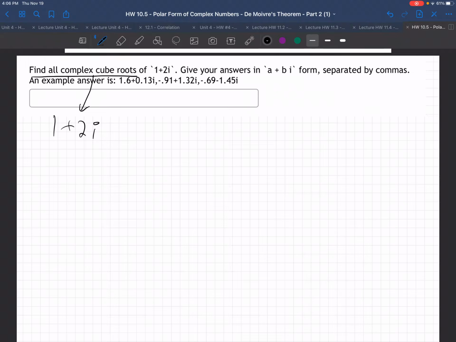So cube roots. Maybe I should write it out a little bit. Third roots of 1 plus 2i. That's what cube means, right? Cube means 3. Third roots. So find all the third roots, all complex third roots of 1 plus 2i. How do we do it?